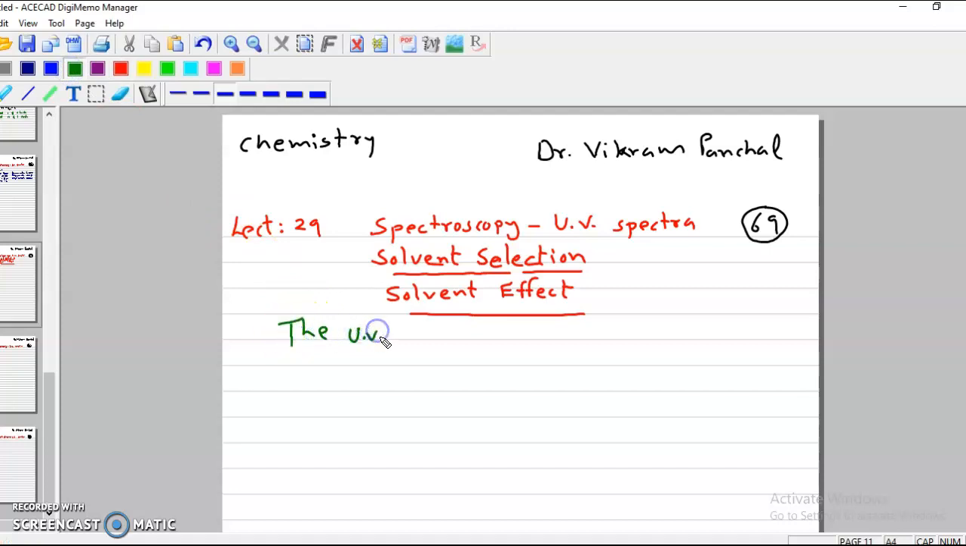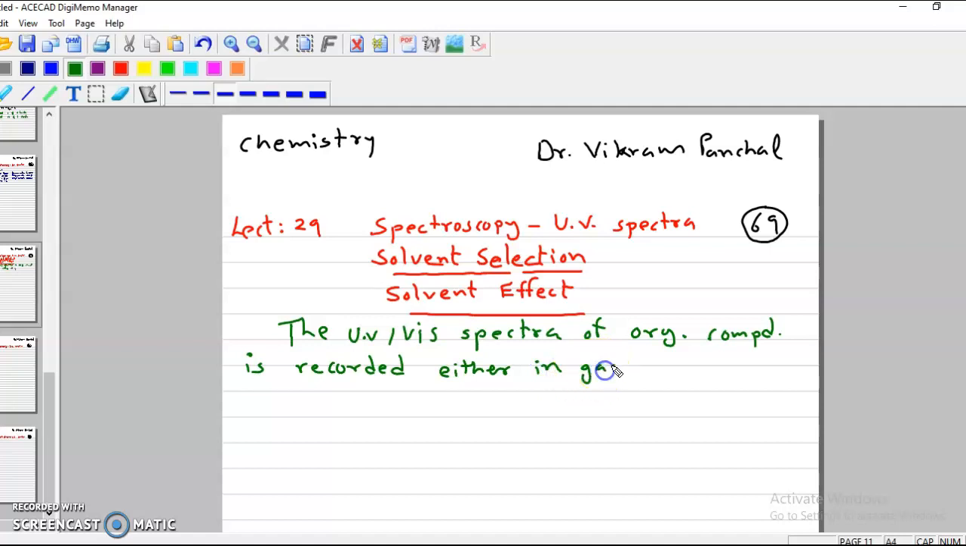So the UV visible spectra of organic compound is recorded either in gaseous state or in dilute solution of the solid or liquid.